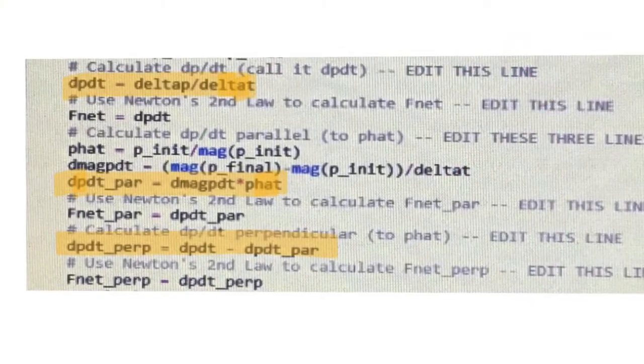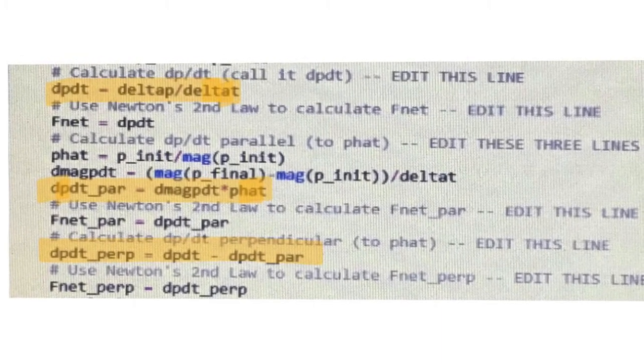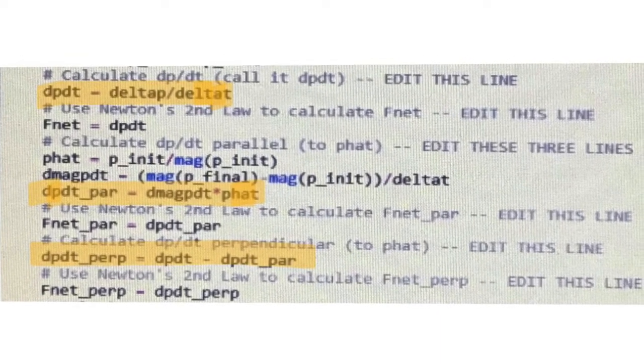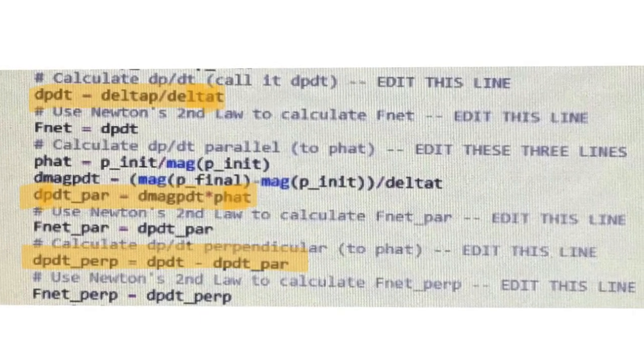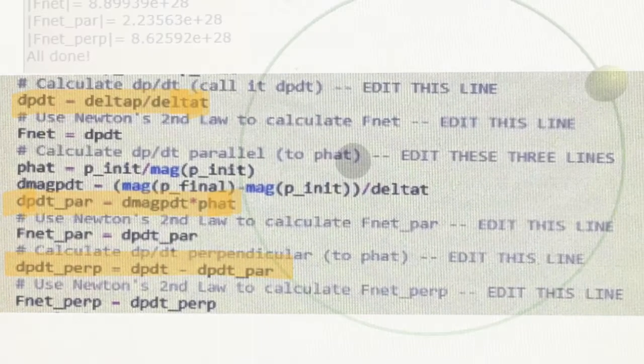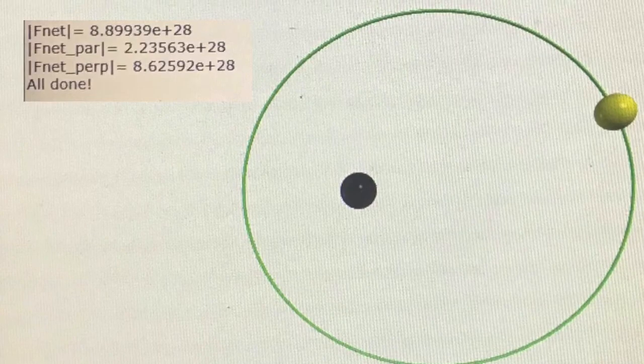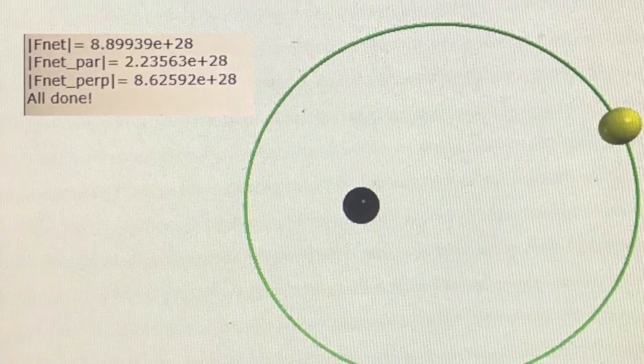The parallel component was rewritten and solved by finding the magnitude of the change in momentum and multiplying by the unit vector p hat. With that information, we were able to find the perpendicular component, which is just the change in momentum minus the parallel component of the change in momentum. With these newly defined lines, we are able to calculate the net force, perpendicular force, and parallel force acting on the star at all positions.